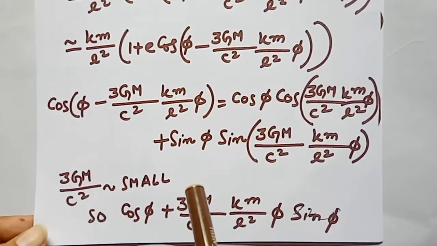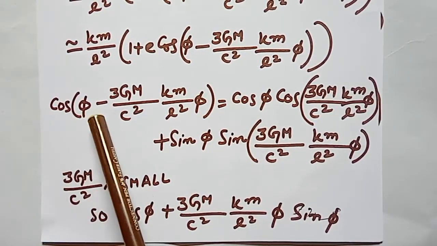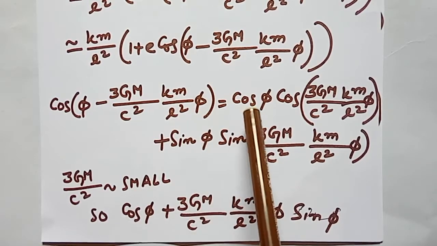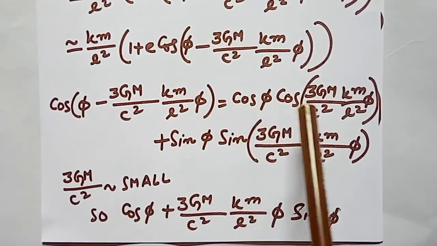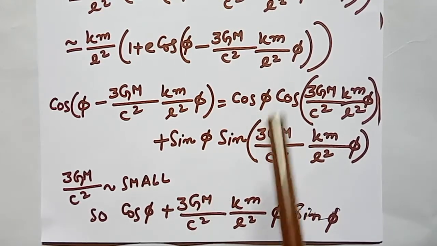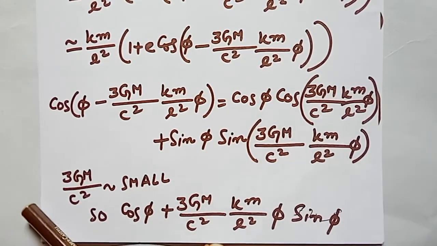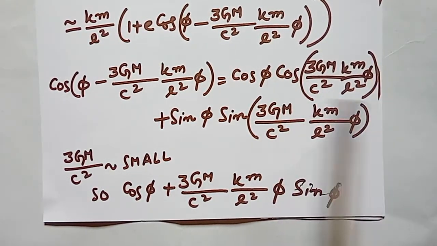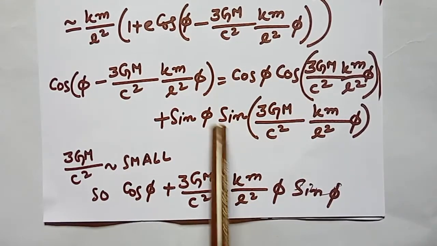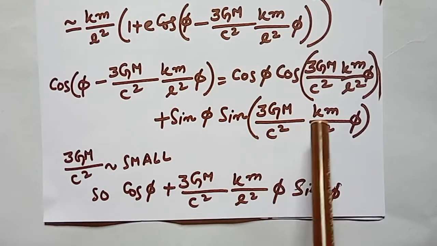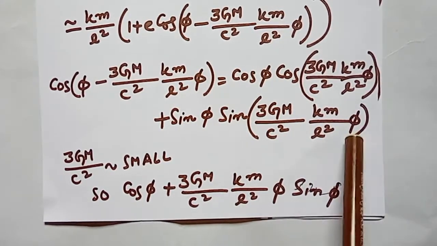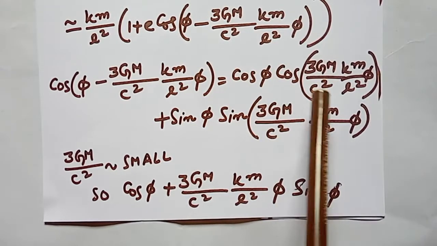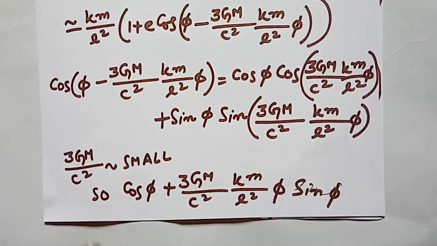Now here is the trick of mathematics and logic. We have cos of (phi minus 3GM/c² km/l² phi), which is cos of (a minus b), equal to cos a cos b plus sin a sin b. Now 3GM/c² is a small term, so the cosine of it is approximately 1, and the sine term is the small one. Sine of phi equals phi and cos of phi equals 0 when phi is at a minimum. So we have the term cos phi plus 3GM/c² km/l² phi sin phi.